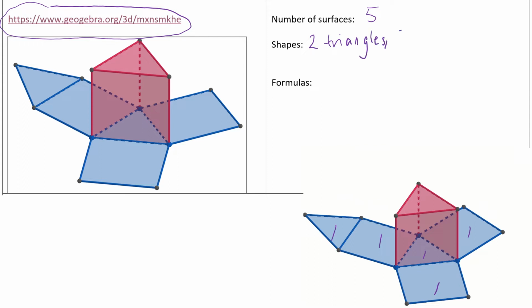2 triangles, 3 rectangles in our formula. So we've got the area of a triangle, as we know, is half the base times the height, and the area of a rectangle is just base times height.